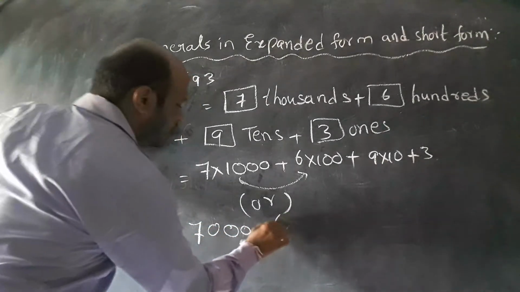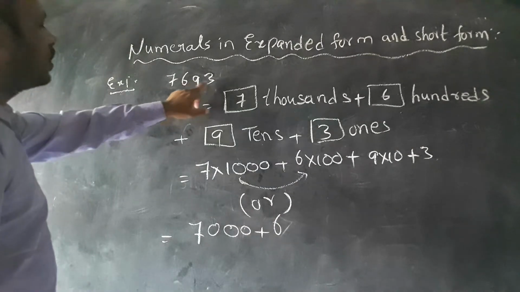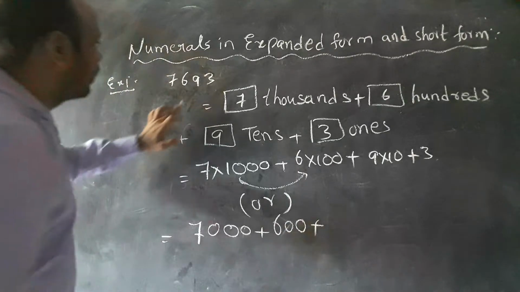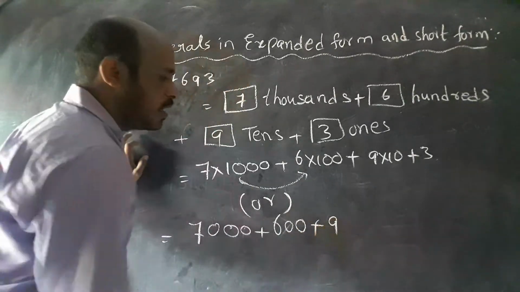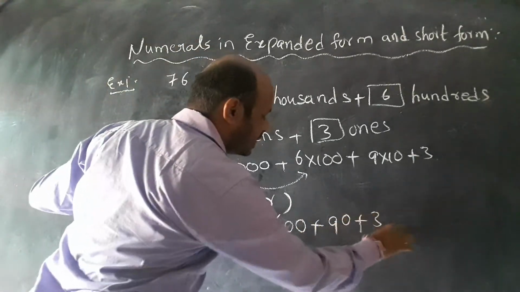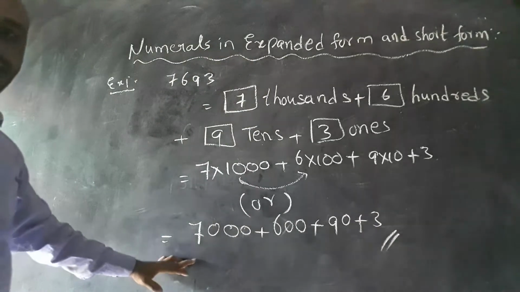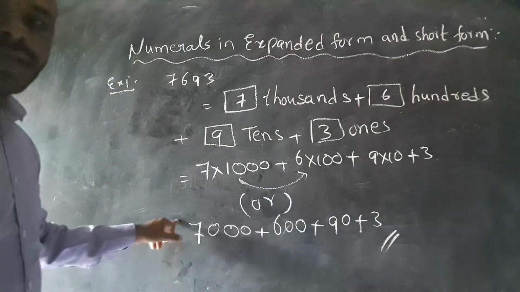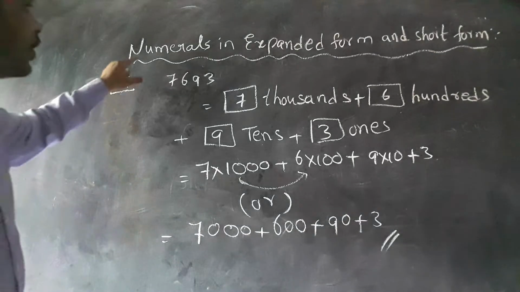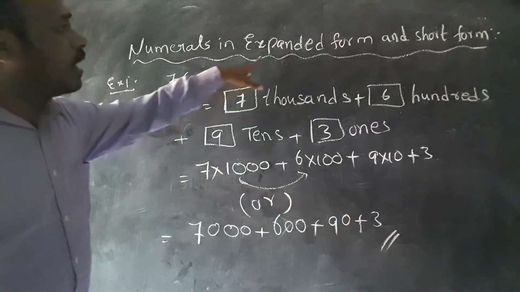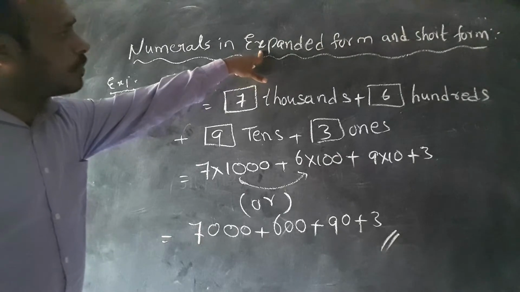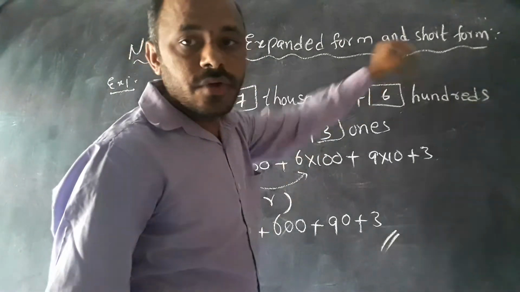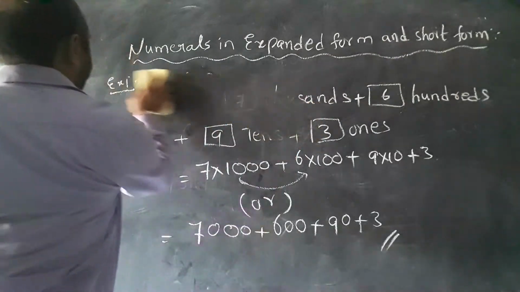Next, 6 is in the hundreds place. After 6, 2 digits are there, so keep 2 zeros. Then after 9, 1 digit is there, so put 1 zero, then 3. This is the expanded form of the given number. Isn't it? Now, this numeral was given and I explained the expanded form. Now, if the expanded form is given, we have to convert it into the short form.